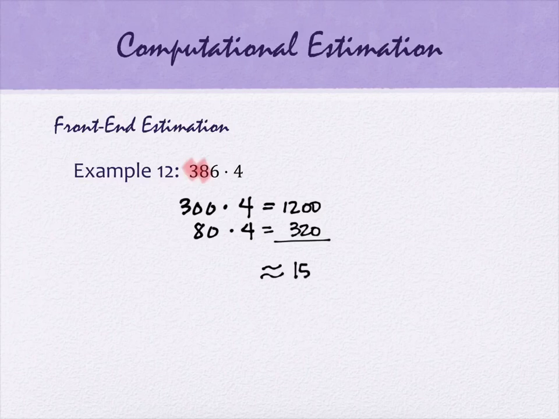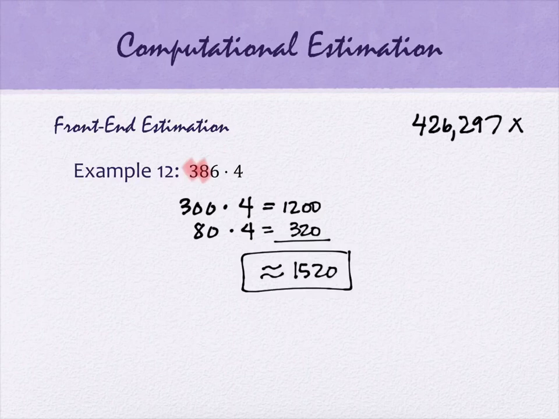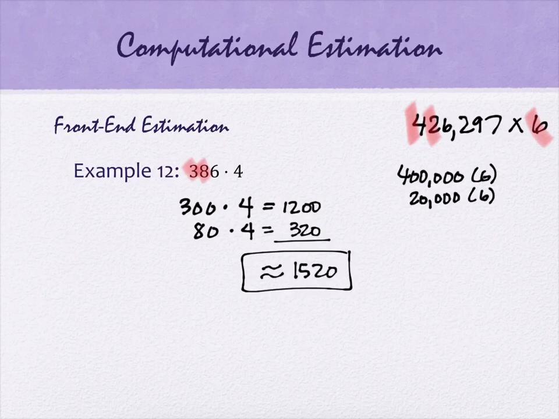320. And if I add these together, what do I get? 1520. And it's an approximation for the original value I was given, not an approximation for 1,200 and 320, but it approximately is what you would get if you have 386 times 4. Okay? So again, it doesn't matter how big the number is. If I had the number 426,297 and I wanted to multiply it by 6, all I would do is take the first two digits in their place values times 6. So it would be 400,000 times 6, and 20,000 times 6, and then we'd add them together. It's just always the first two digits.